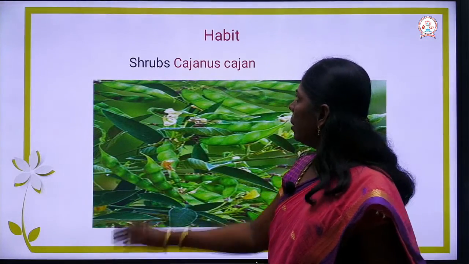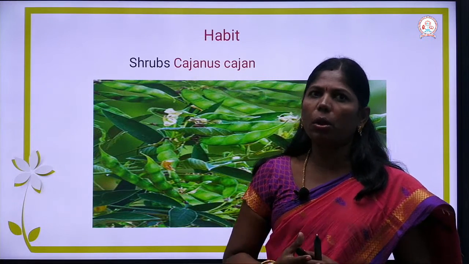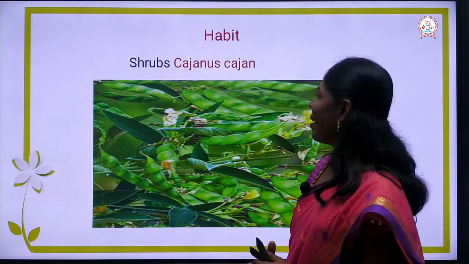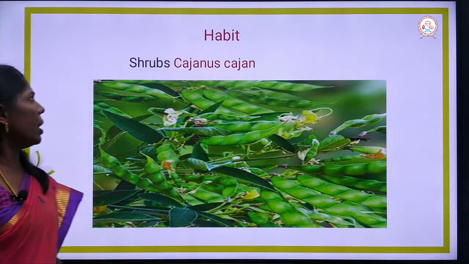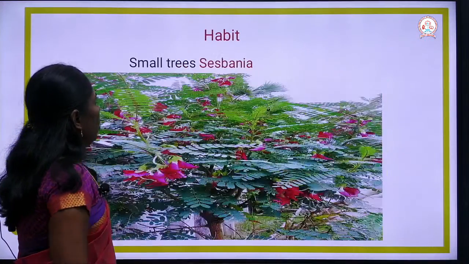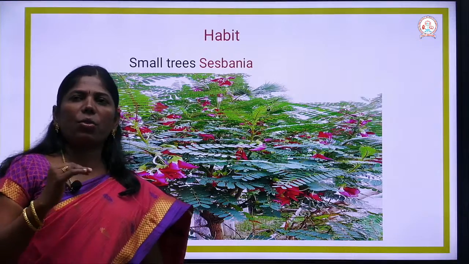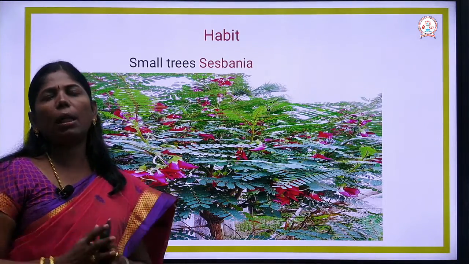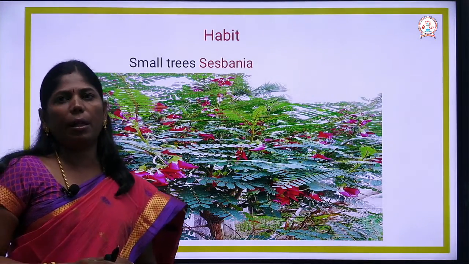The next one is shrub. What is a shrub? It is a bushy plant, the puthar sedi. If the plant is bushy in nature, it is a shrub. An example is Cajanus cajan, the pigeon pea plant, which is shrubby in nature. The next one is small trees. In trees, we can differentiate the root, stem, leaf and trunk. An example of a small tree is Sesbania.